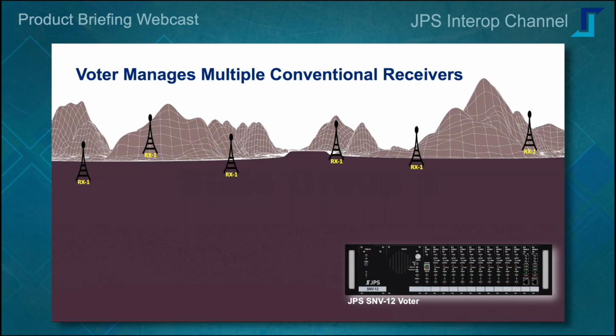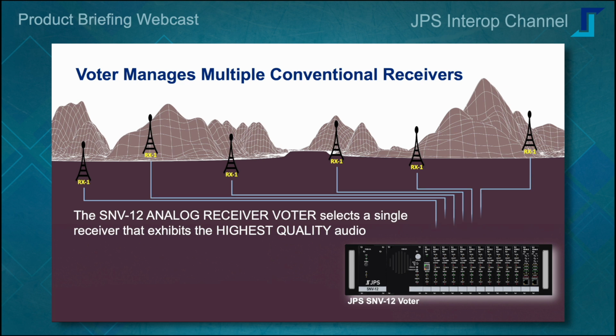Carol, I got a really simple example here. A voter, or a comparator, as it's often called, is used to allow multiple receivers to extend our receive coverage area. By installing receivers throughout my operational area, I can backhaul that information to what we call the voter or a comparator. We assess the quality of that audio from those many different receiver sites and then vote or select a single site.